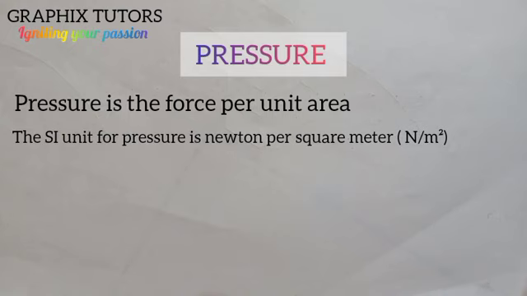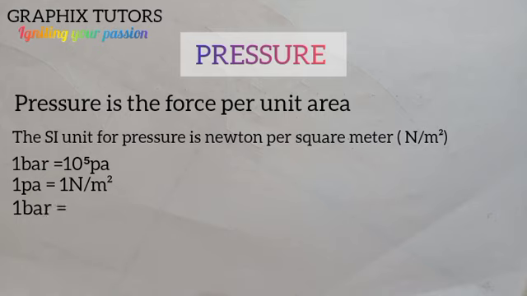When we have 1 bar, it is equal to 10 raised to power 5 pascal. But we know very well that 1 pascal gives us 1 Newton per meter square. So if I am to rewrite my 1 bar now, I'll write it as 10 raised to power 5 Newton per meter square. Is that okay?